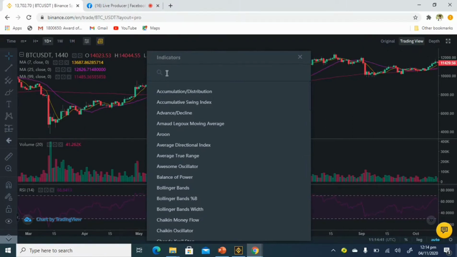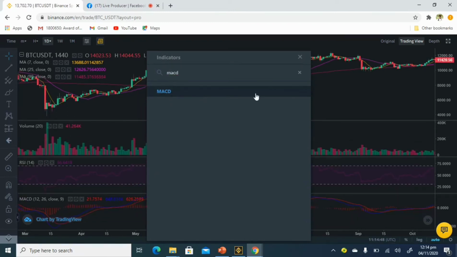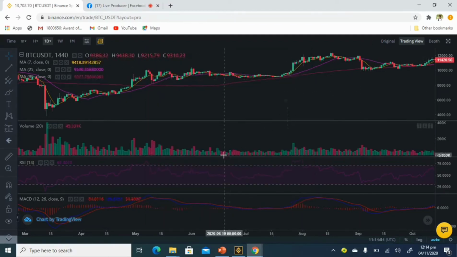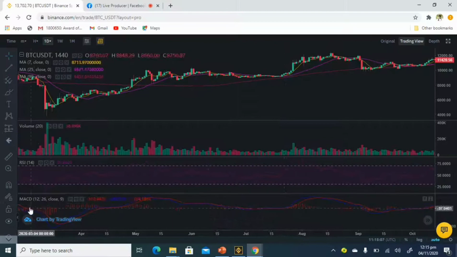Most traders use what we call the MACD. MACD simply means moving average convergence divergence. All right, the moving average convergence divergence indicator. So you can see the moving average line, which is this red line here, and then you can see the selling activities going on.